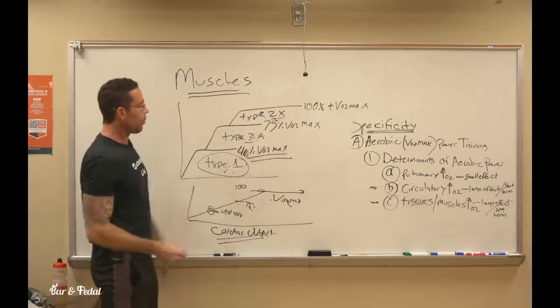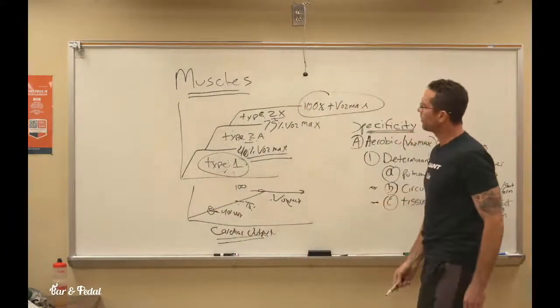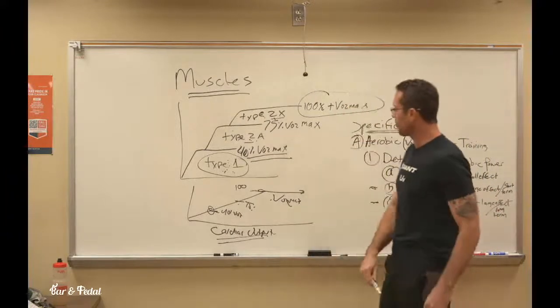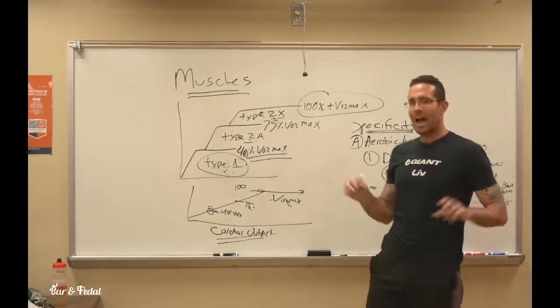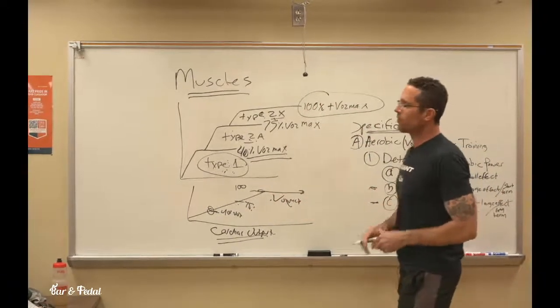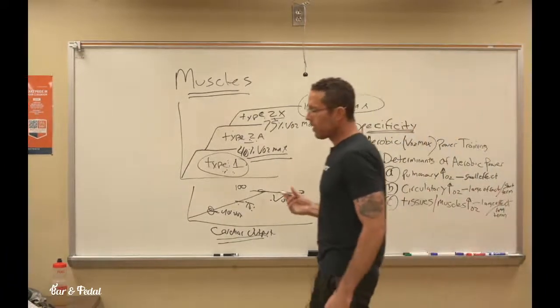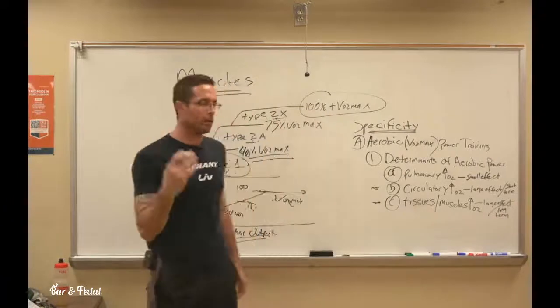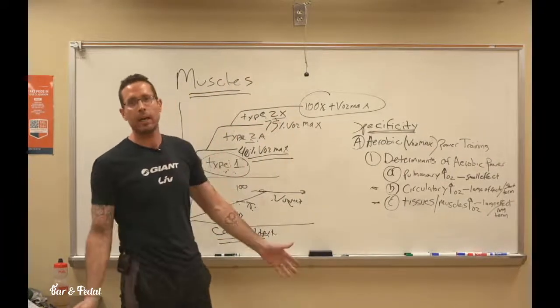Now, why don't we just always train at 100% VO2 max? We can train all of those muscle fibers, and we can train our circulatory system to the max, no pun intended. And that is because we cannot spend a lot of time at 100% VO2 max, right? If you were to go out and do a 100% VO2 max effort, you would last between 3 and 8 minutes, and that would be it.